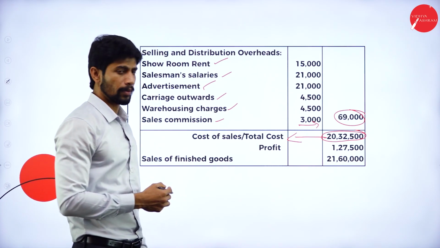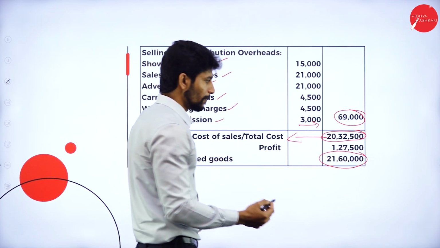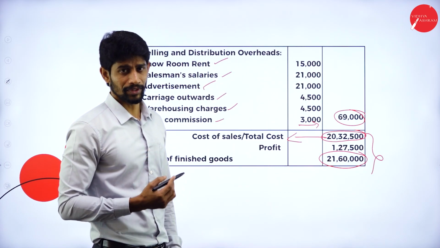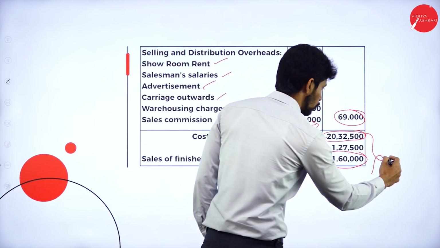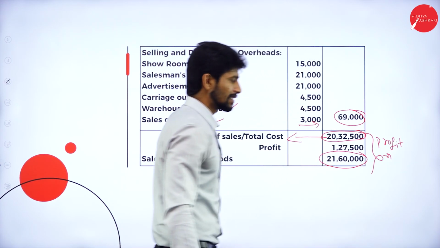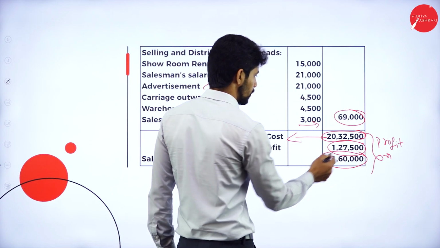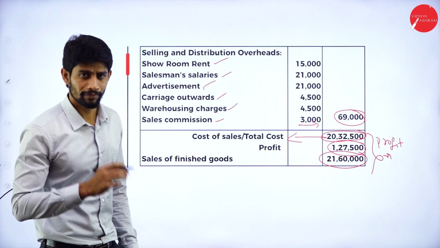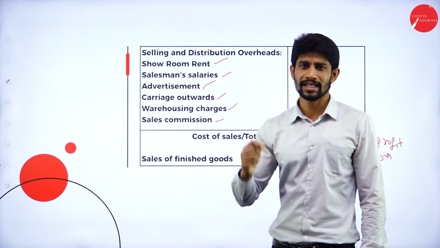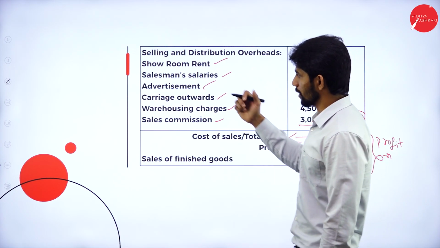And sales is given in the problem, right? Sales is given, that is 21,60,000. So now the difference between the total cost and the sales is called what? It is called profit. So here in this problem, the profit is 1,27,500. So this is how we are supposed to solve the problem. So first we have to segregate each and every expenditure, then we have to solve the problem. So next, moving further to the next problem.